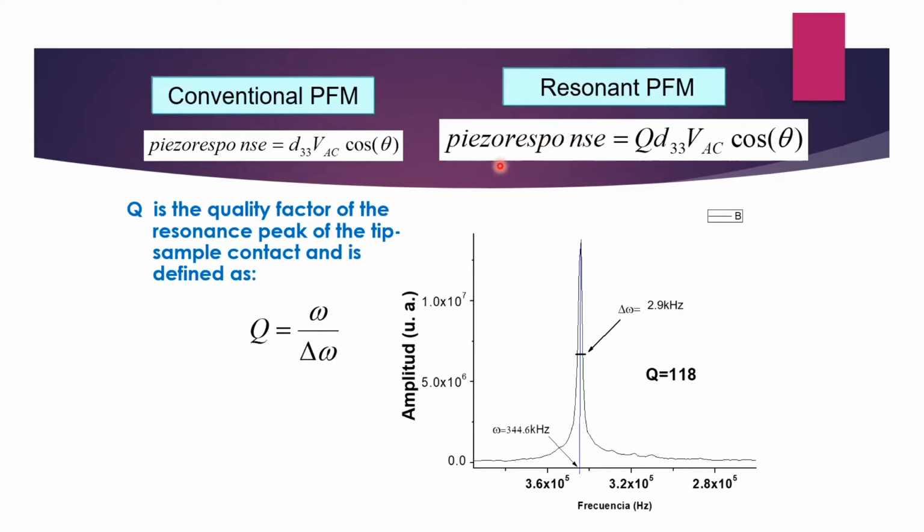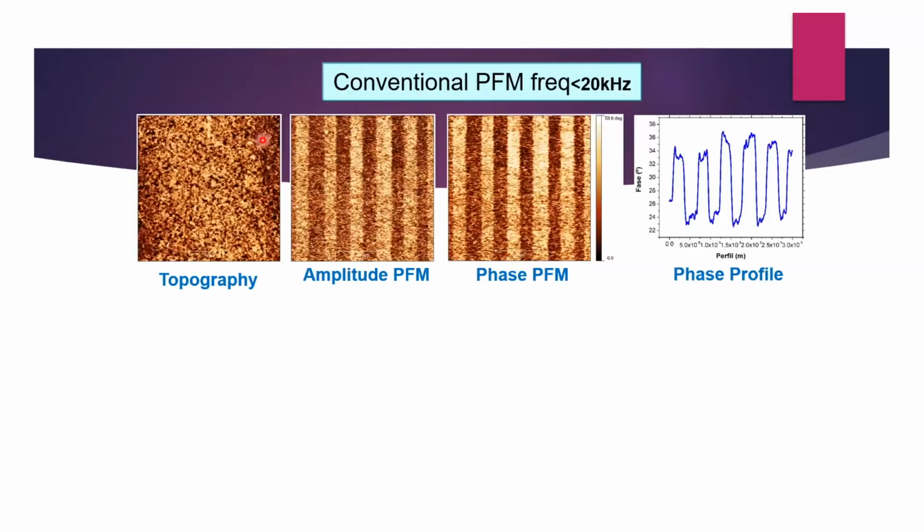In the resonance PFM, the piezo response is given by this equation, which has an additional term called Q, the quality factor, and this quality factor has values between 10 and 100. For this reason, the piezo response is higher in the resonance PFM than in the conventional PFM. Let's see an example of measurement with these two techniques.